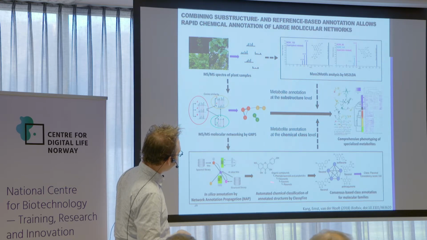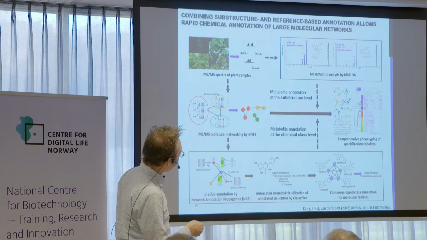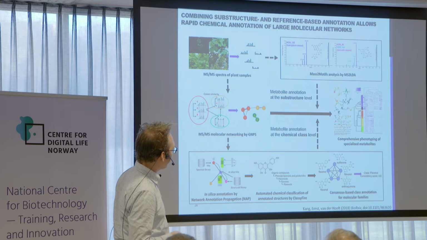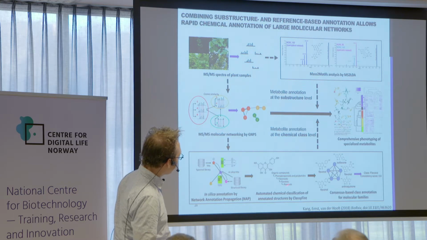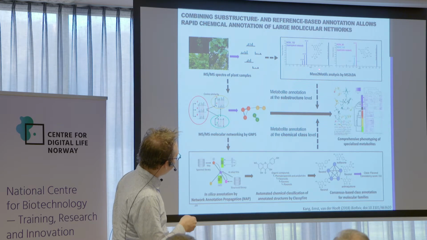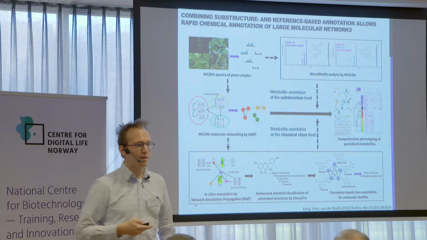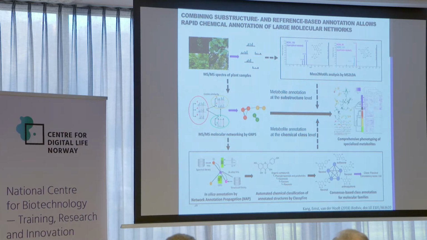And these reference data you can also use to basically get a chemical classification of, and that's indicated here by the colors in the molecular network, chemical classification of structures using an algorithm called classifier. And when you combine the motif analysis with these chemical class level annotation, you really get highly annotated molecular networks, also with a lot of molecular features.